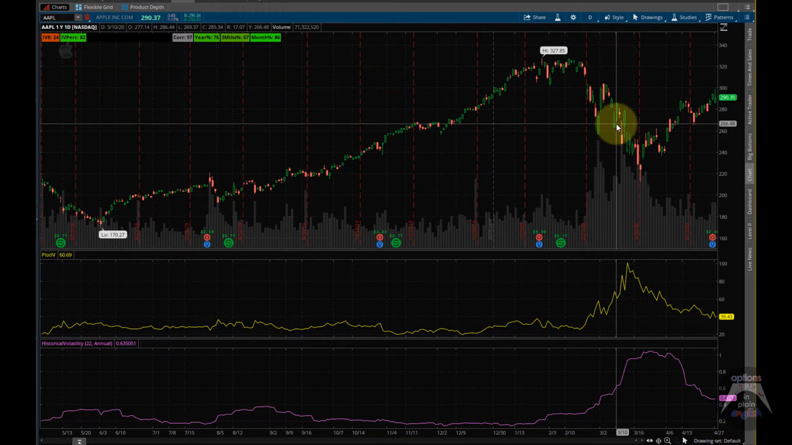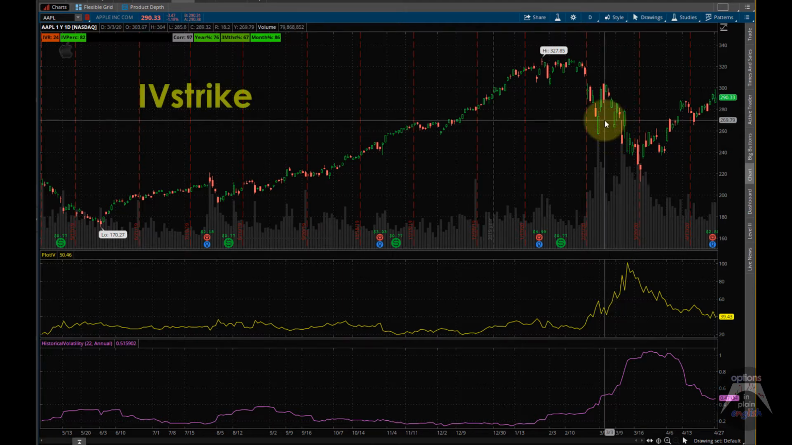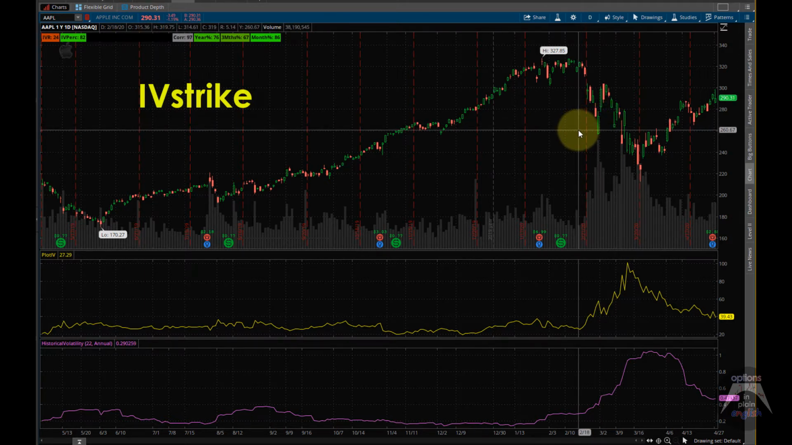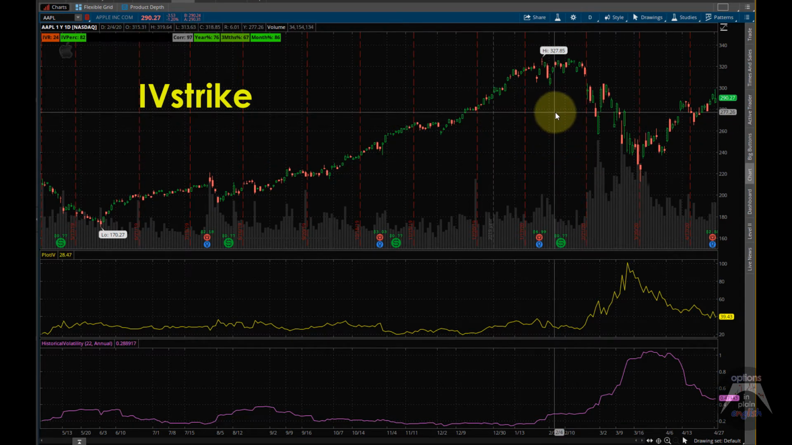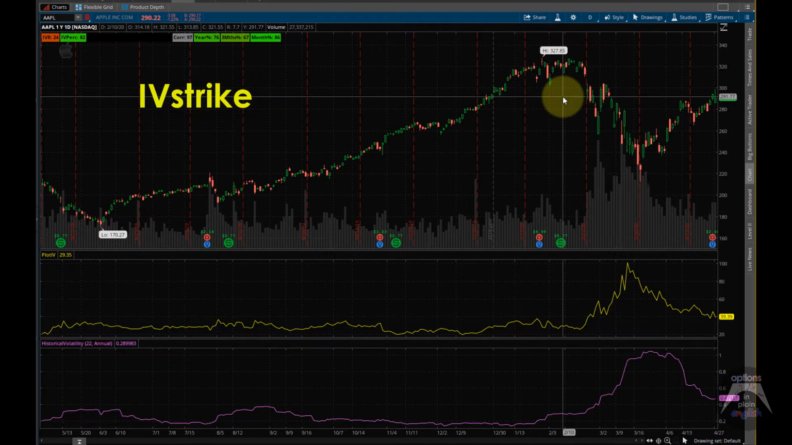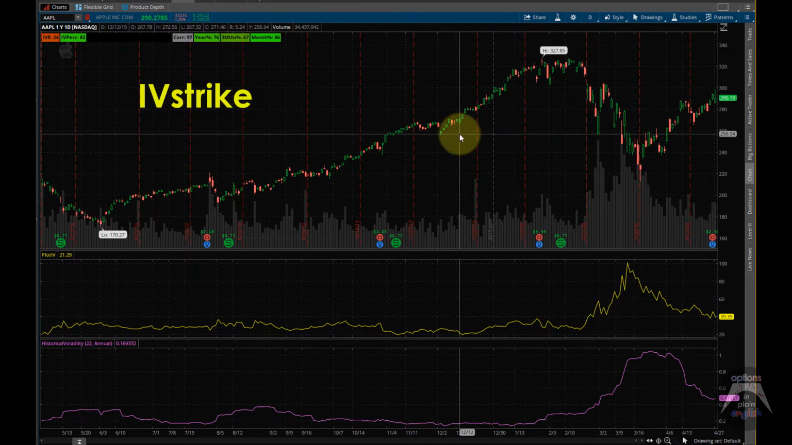The next volatility that we're going to take a look at is IVstrike. This is the first one that we're going to analyze with respect to implied volatilities. Maybe not every platform is going to refer to it as IVstrike, but the concept is important to understand.